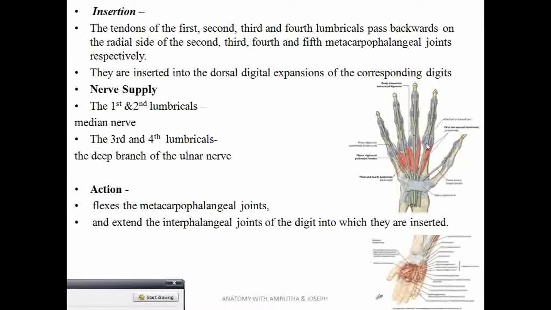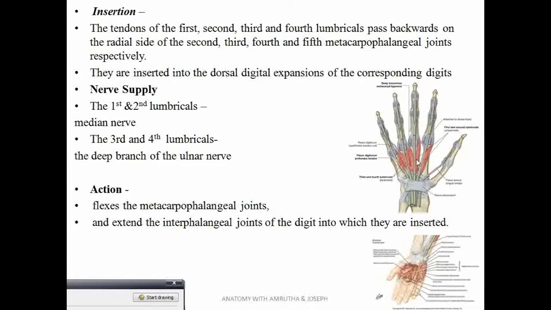Nerve supply, the first and second lumbricals, they are supplied by median nerve. Now third and fourth are supplied by deep branch of ulnar nerve. Now it's easy to remember this. Why? Because if you know the flexor digitorum profundus nerve supply, you can easily remember this. Flexor digitorum profundus lateral half is supplied by median nerve and the medial half is supplied by ulnar nerve.